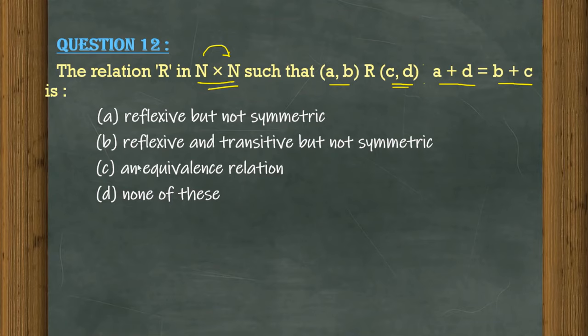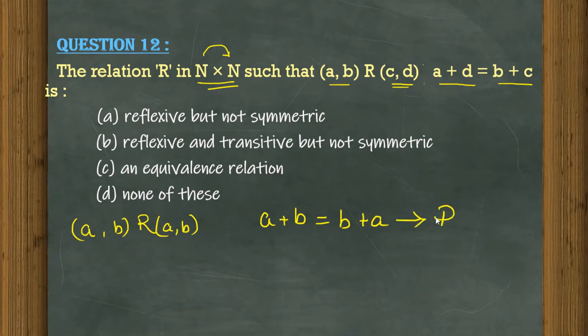First let's check for reflexive. Reflexive means (a, b) is in relation with (a, b), ordered pairs. So here a plus b, instead of d we have taken b. a plus b equals b plus a. That is true. So it is reflexive.